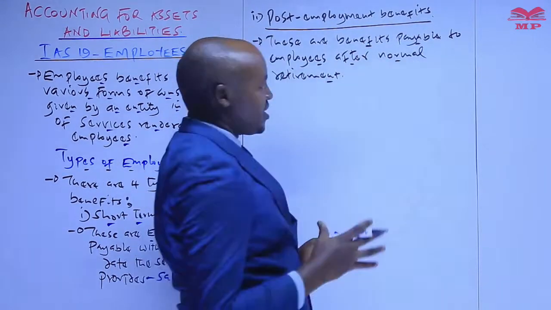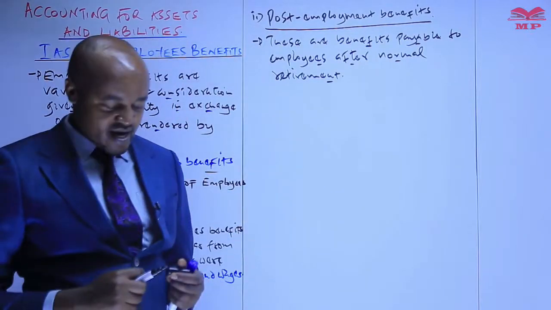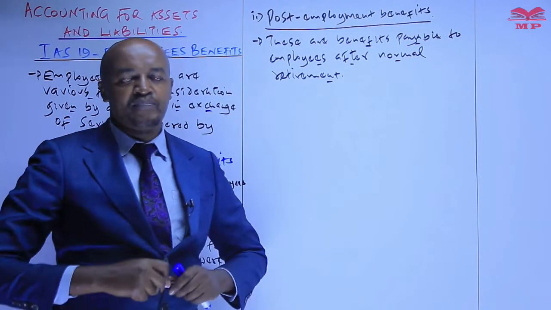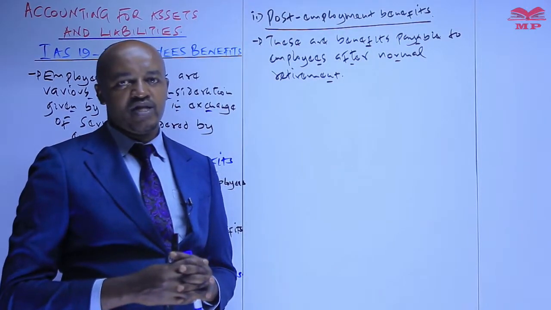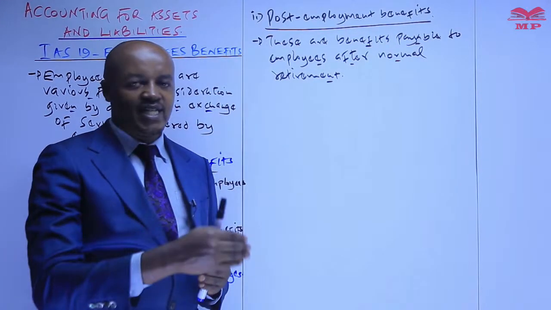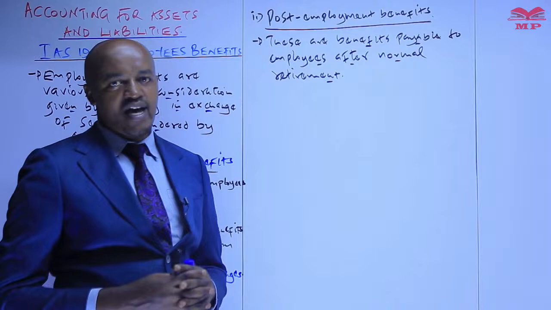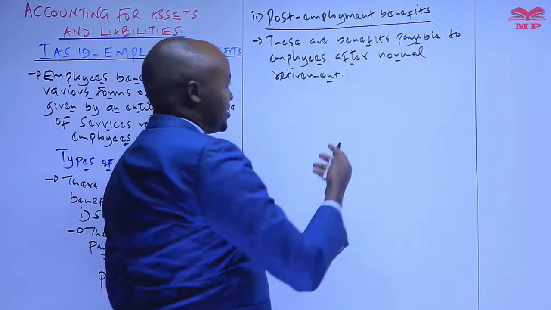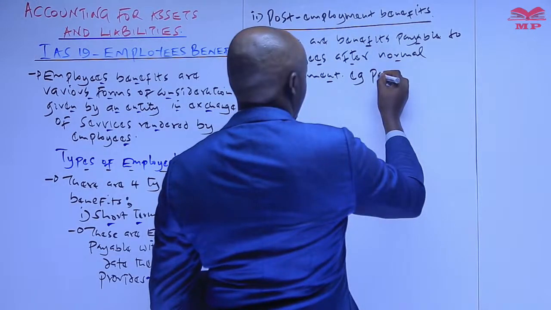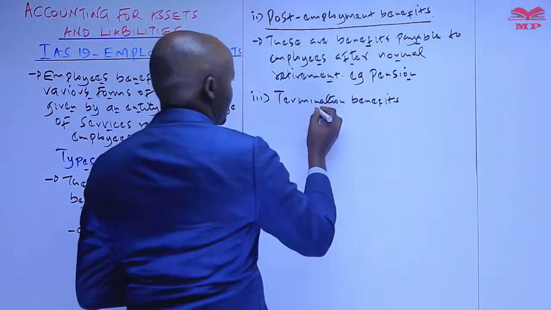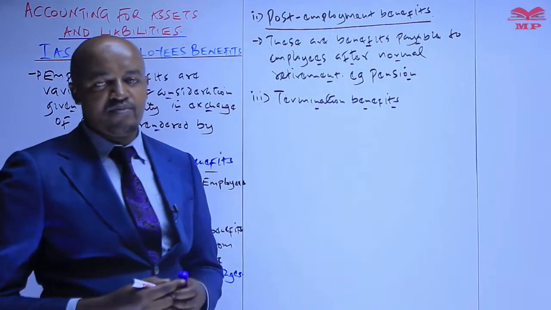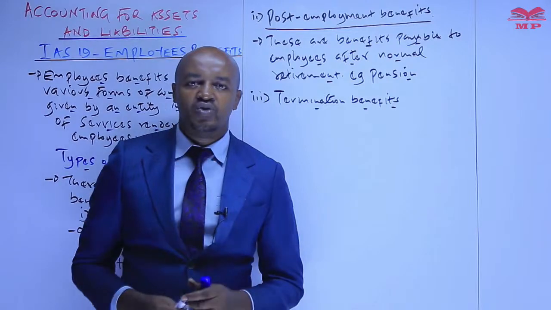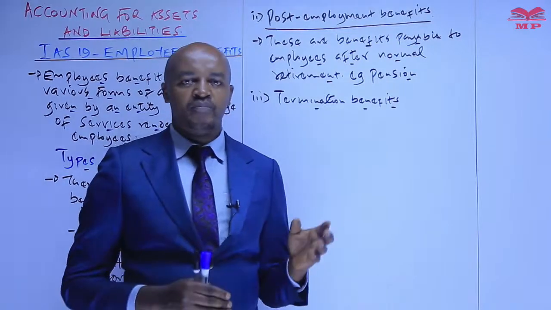Basically, when we talk about the normal retirement here, we are talking of the period in which the employee will proceed for the retirement, after attaining the retirement age. And this, in other terms, is what we refer to as the pension. Number 3, termination employee benefits. When we talk about termination employee benefits, these are those particular benefits which are payable before the normal retirement age.